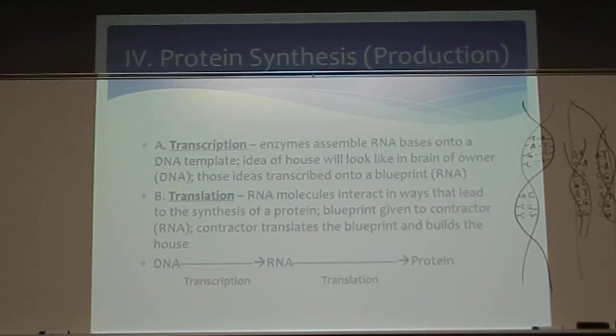The last part of the chapter in the book deals with protein synthesis or production, and this is a long process. There's many things going on, and it's just too much. I want to move on, and so I boiled it down to two words, right? Transcription and translation, right? Transcription is where enzymes assemble the RNA, all right? So now RNA is involved.